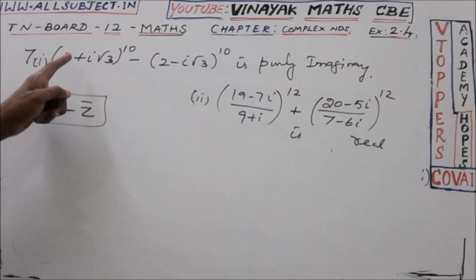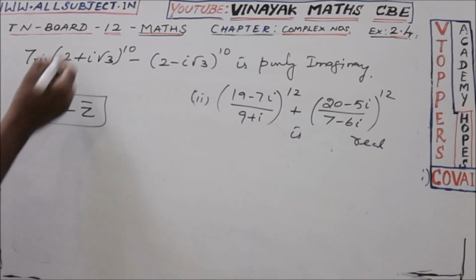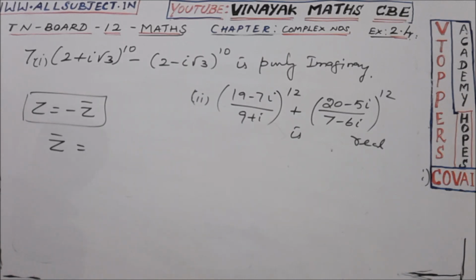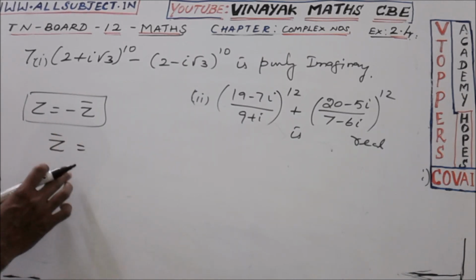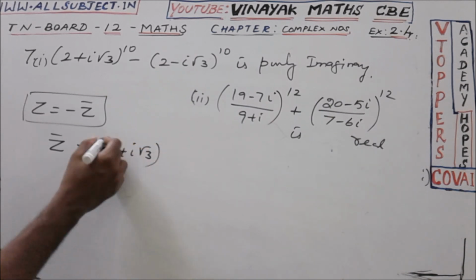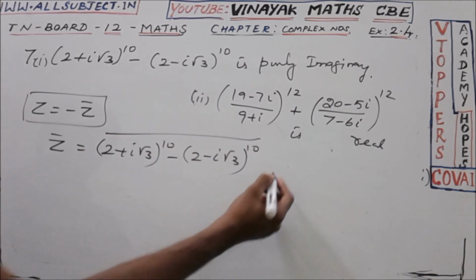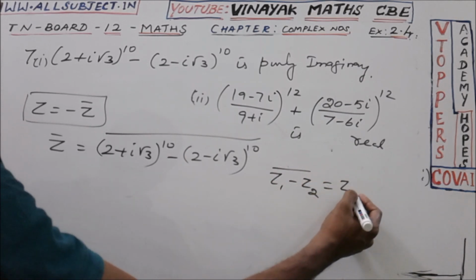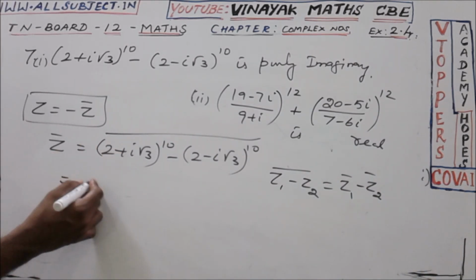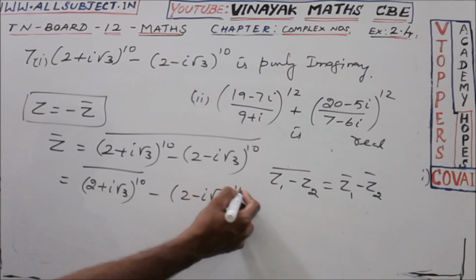Now substitute the given complex number, (2 plus i root 3) power 10 minus (2 minus i root 3) power 10. Now applying the conjugate here, let z equal to (2 plus i root 3) power 10 minus (2 minus i root 3) power 10. So now taking conjugate, z bar equal to [(2 plus i root 3) whole power 10 minus (2 minus i root 3) whole power 10] whole bar. Now (z1 minus z2) whole bar equals z1 bar minus z2 bar. So we can split this as [(2 plus i root 3) whole power 10] whole bar minus [(2 minus i root 3) whole power 10] whole bar.